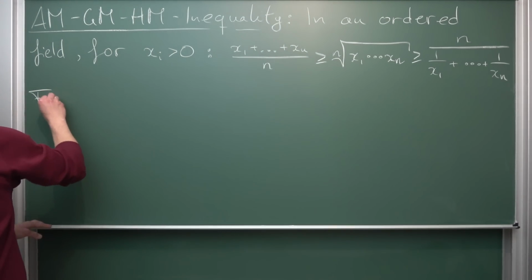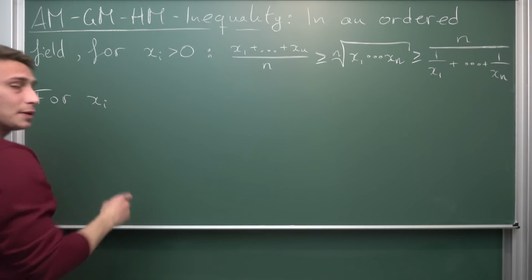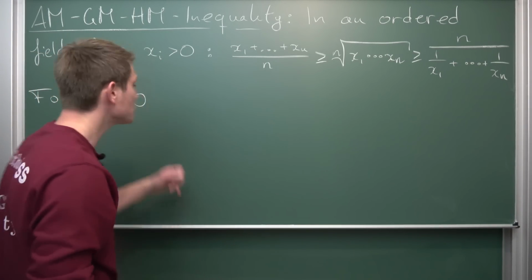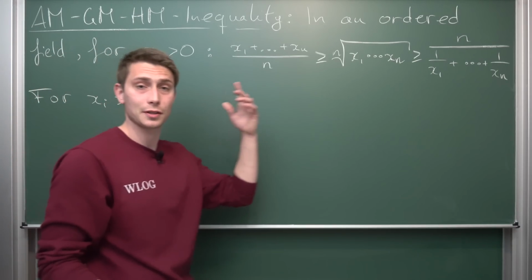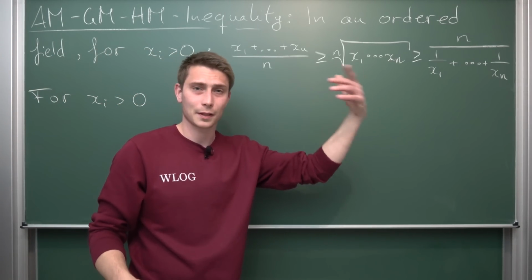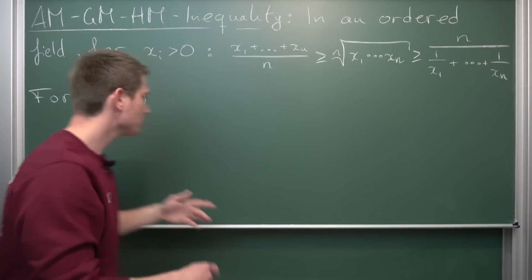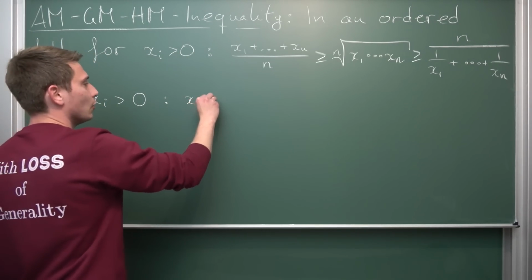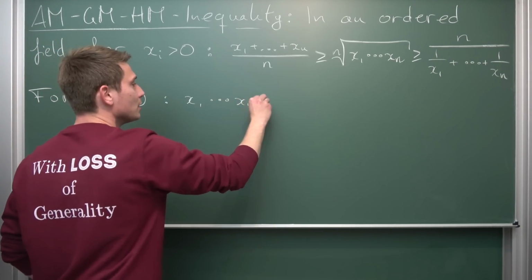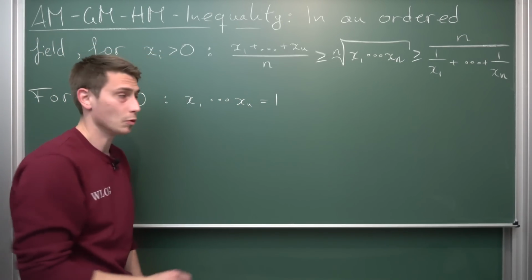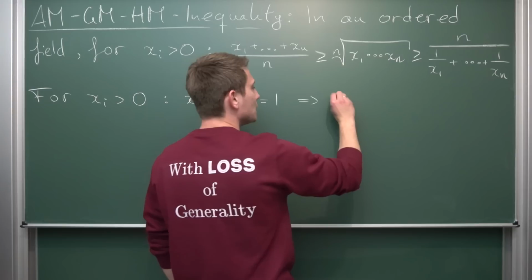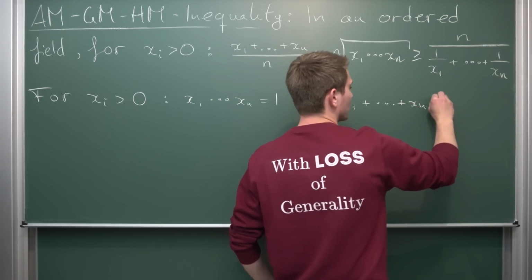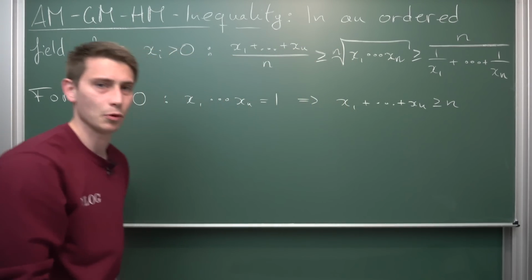Namely, for a bunch of samples, n samples, all of our samples being greater than 0, you could start this thing off with: for all n element of N, and for all of our samples being greater than 0, it holds that if all of our samples multiplied together equal 1, then this implies that all of our samples added together are greater or equal to the number of samples.